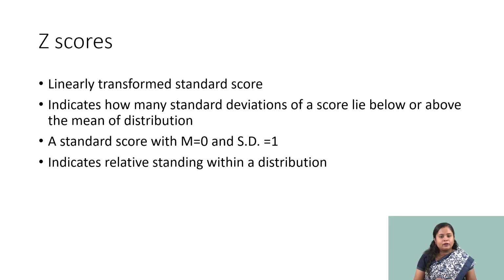First we will talk about linear transformation, and the z-score is a classic example of it. Here we convert the raw scores into z-scores. It is a linearly transformed standard score and indicates how many standard deviations a score lies below or above the mean of that particular distribution. It has a fixed standard deviation of 1 and a fixed mean of 0. It indicates the relative standing within a distribution in a normal distribution.